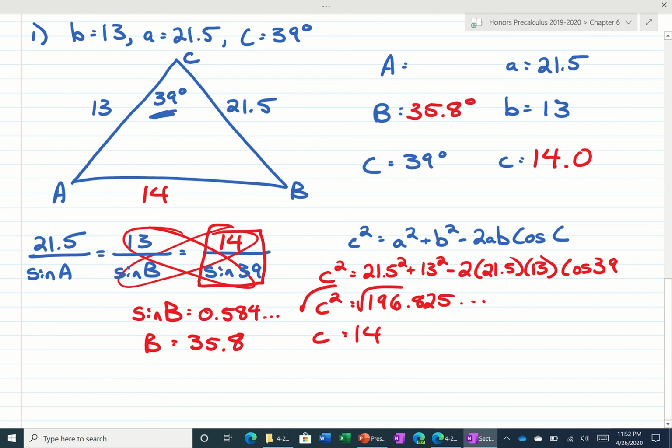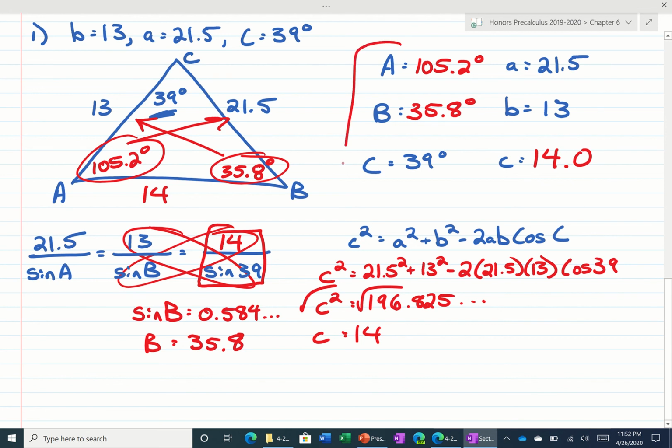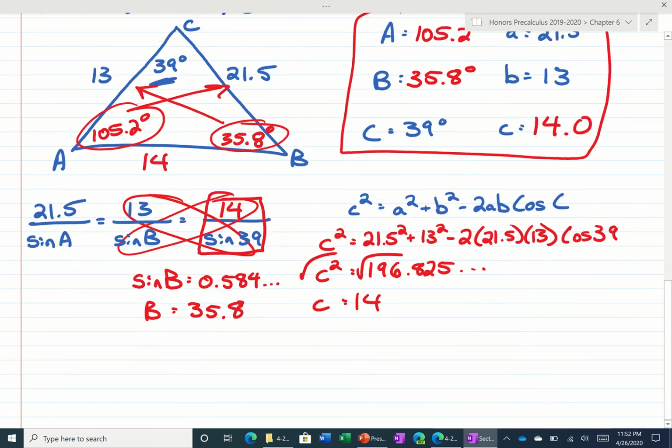And if we do 180 minus the 35.8 minus the 39, we're getting 105.2 degrees. Let's just double check that largest angle, largest side, smallest angle, smallest side. So we're good, and that's the answer. All right, we'll do one more.